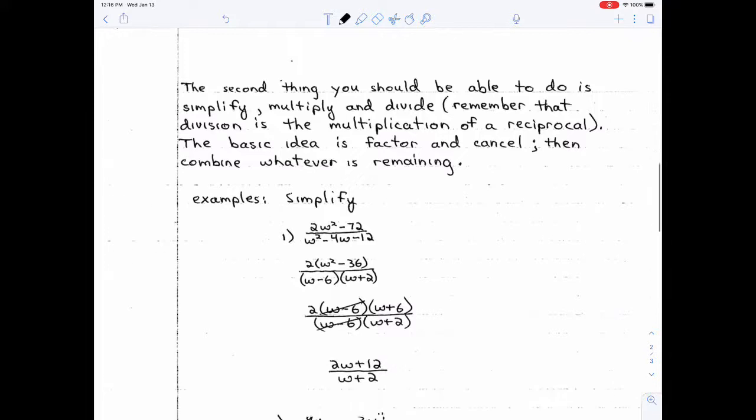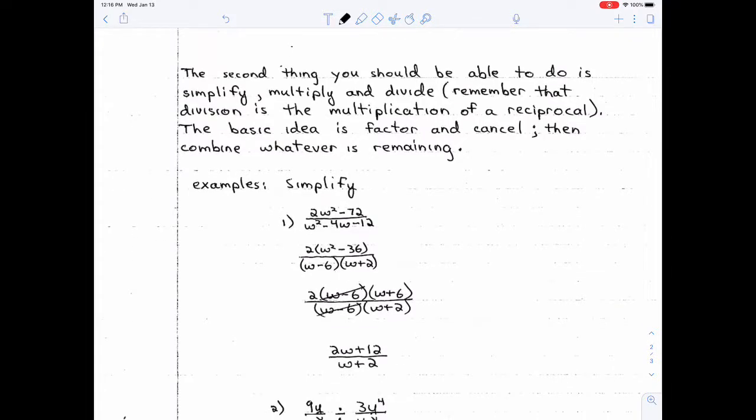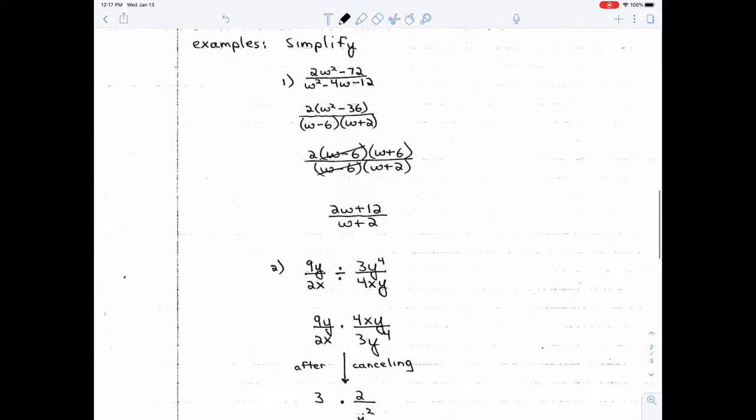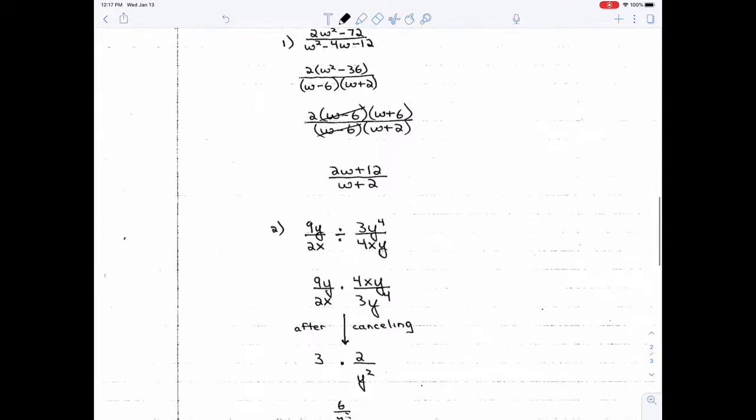Okay, next thing you should be able to do is simplify, multiply, and divide rational expressions or fractions. So basically what are you going to do? Factor and cancel. So in this first example, how do you factor? Greatest common factor, that's the first thing you look for. Difference of two squares or trinomial. And then the third thing is perfect cubes. So you factor the numerator, you factor the denominator, and then cancel. That's pretty much about it. Okay?